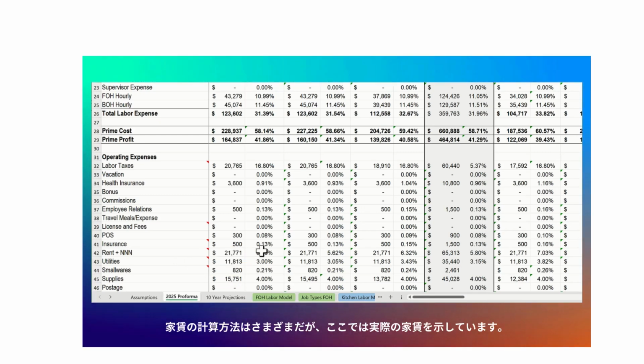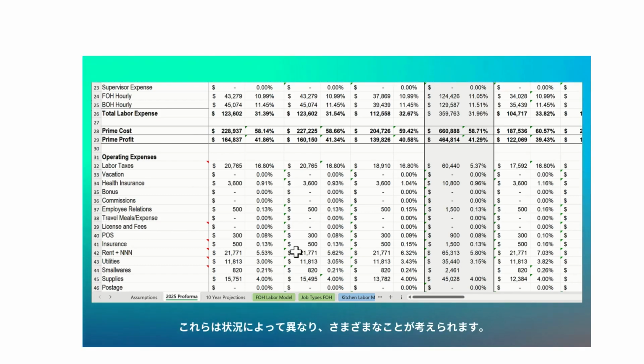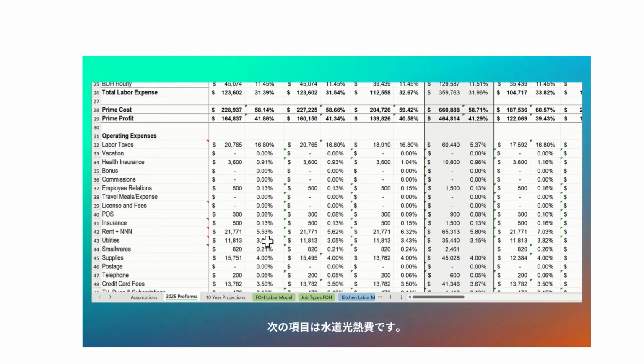And again, rent can be calculated on many different things, but this is the particular rent. You'll see it says rent plus triple net. Triple net is the additional fees that you pay for rent that are associated with trash, facility upkeep, maintenance to the building, elevator maintenance. It all depends on the building and could be an array of different things. Utilities is the next line item.